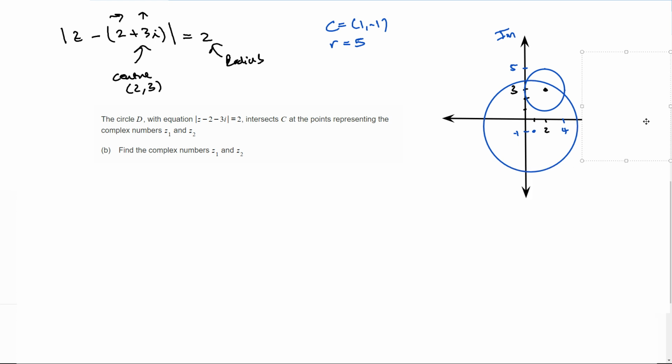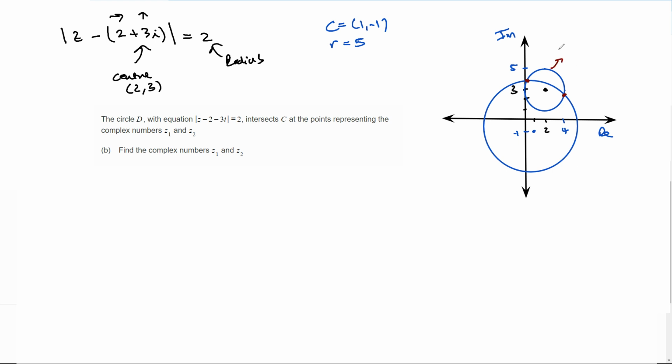But anyway, just to sort of get that gist of it, these two are intersecting at 2 points. And it says these 2 points carry the complex numbers z1 and z2. So that's going to be over here and over here. Either one, either way, basically. Now from here, what we need to do is realize that we're actually solving this simultaneously. And we have 2 circle equations over here.